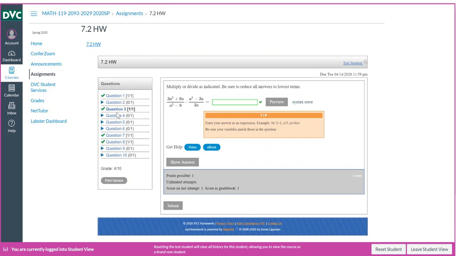Okay, so in this video we are going to be doing homework 7.2, question number 3. We're asked to multiply or divide as indicated. This is multiplication. And then be sure to reduce all answers to lowest terms. What that means is we're going to multiply fractions straight across, and the reducing means we're going to acknowledge all those secret times ones. I want to do this problem on a separate piece of paper.